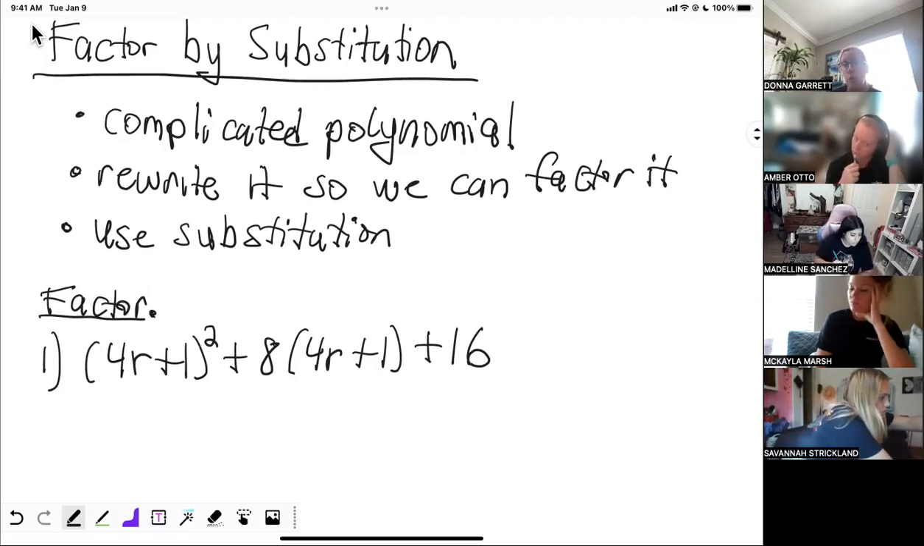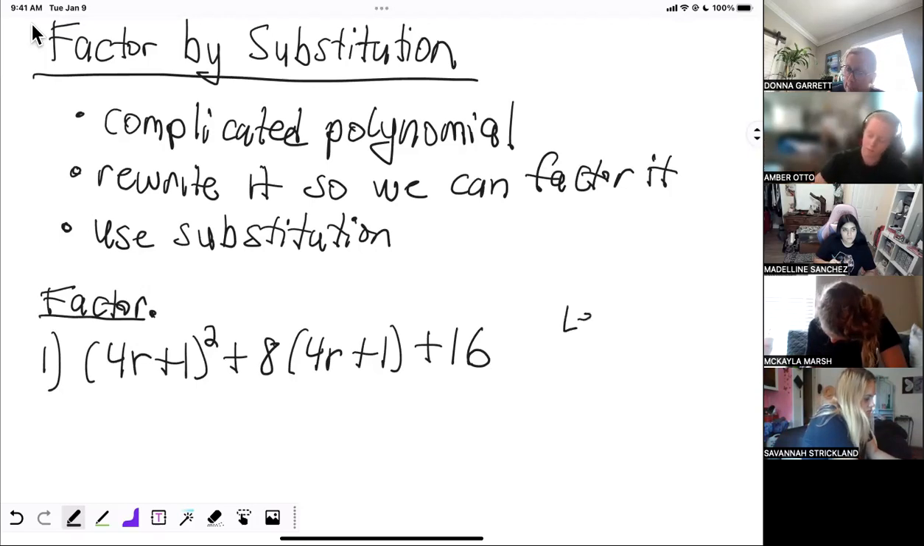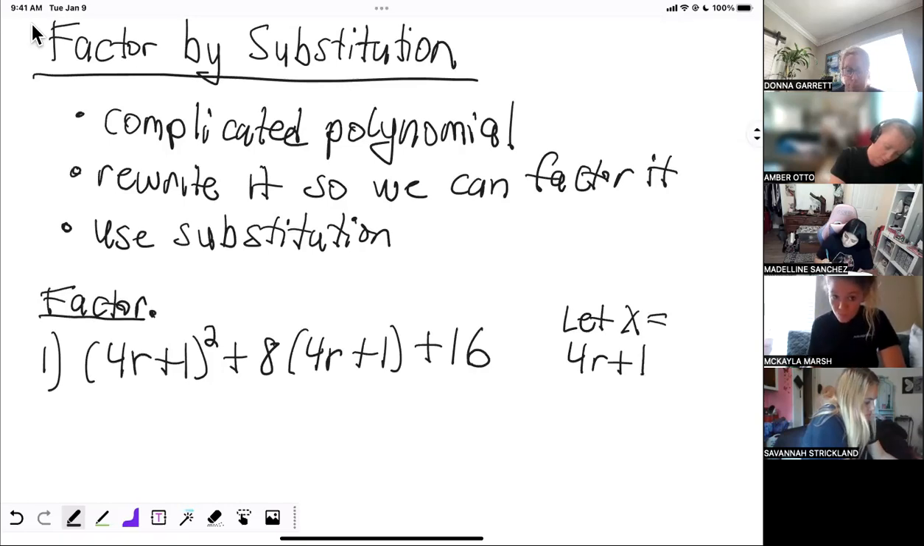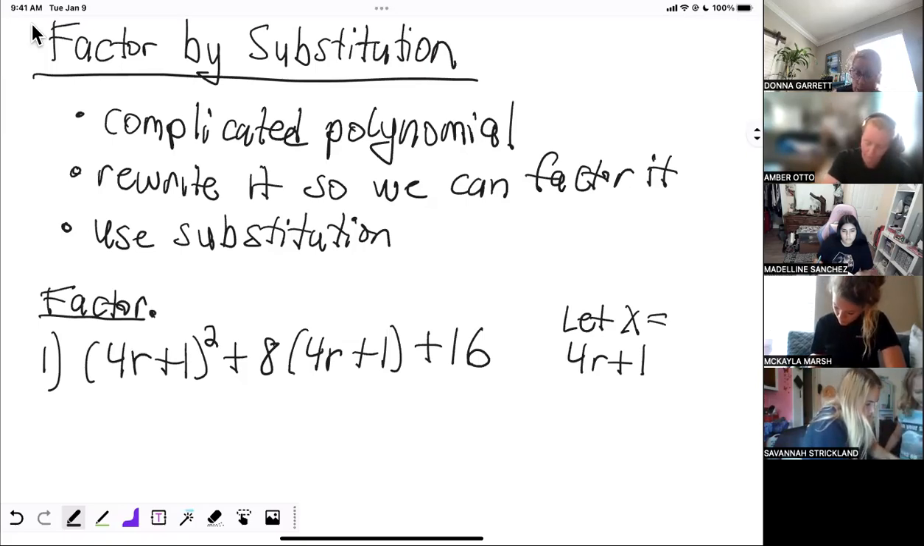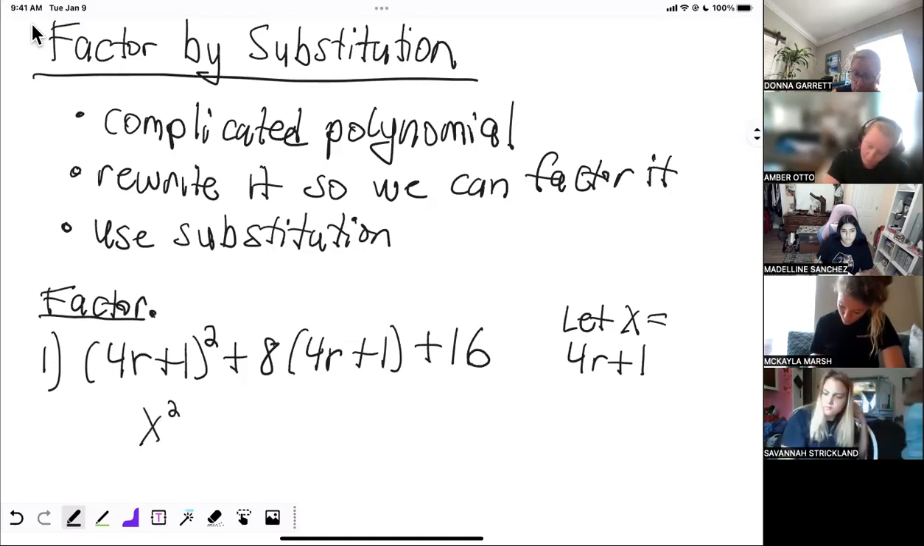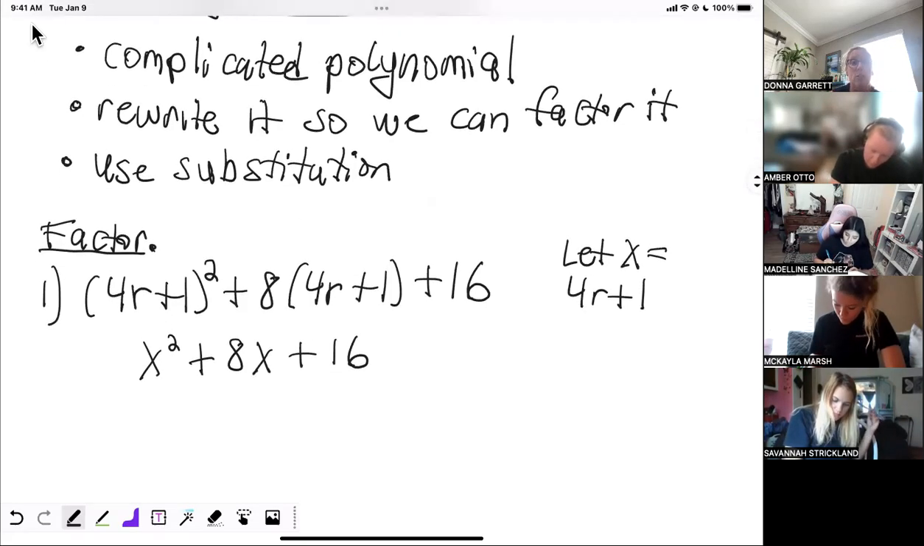Okay, so what we do is we use substitution. That's really complicated how to factor. I wouldn't factor it that way at all. All right, so we're gonna let x equal what we have in parentheses, 4r plus 1. So we're gonna substitute wherever 4r plus 1 is, we're gonna put x in. And you'll see it turns into something that we've done. So if I put x in place of 4r plus 1, I get x squared plus 8x plus 16. Now that is something that we can totally factor.